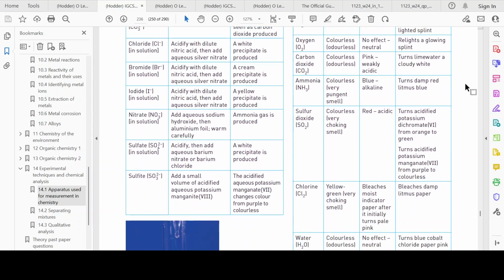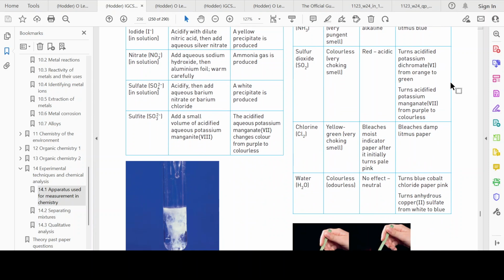Other tests, right, for sulfur dioxide: it turns acidified potassium dichromate(VI) from orange to green. Potassium dichromate is also an oxidizing agent. It turns acidified potassium manganate(VII) from purple to colorless, also an oxidizing agent, and so sulfur dioxide is oxidized further. Then you've got chlorine, right?